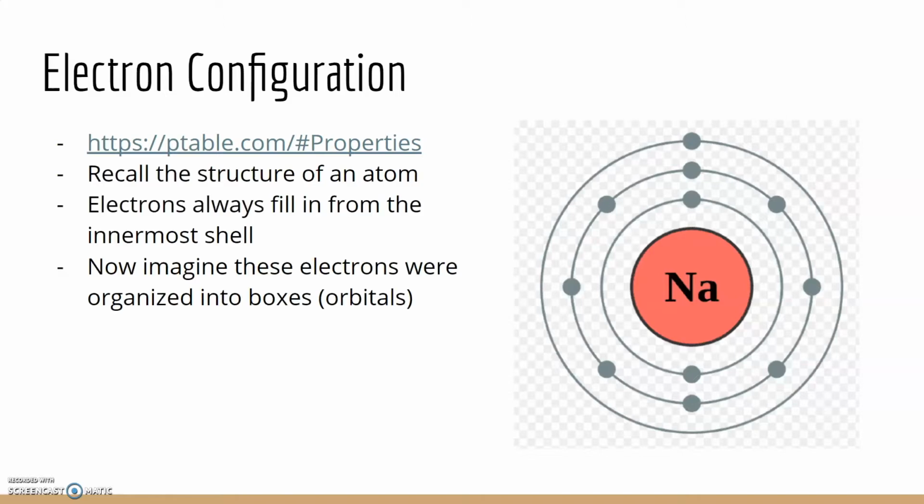Electrons always have the same structure where they fill in from the innermost shell. So Na will fill its inner shell with the 2 electrons first, then the 8, then the 1 left over will go in the outermost shell.